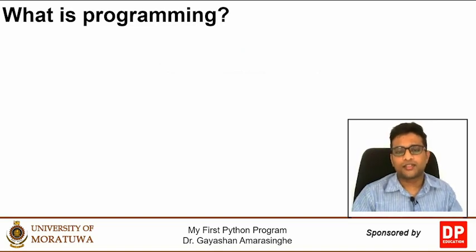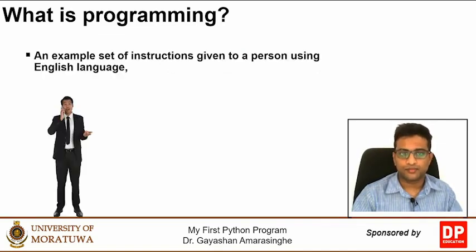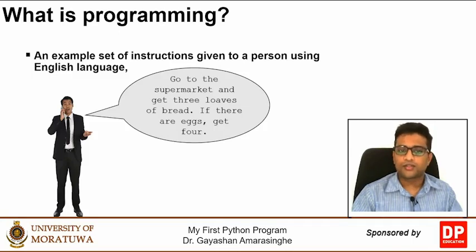Let's see how you would give instructions to another person using a language understood by that person. We'll be using the English language here. Go to the supermarket and get 3 loaves of bread. If there are eggs, get 4. This is a set of instructions that can be understood by the listener. If it was given to you, you can execute these instructions.